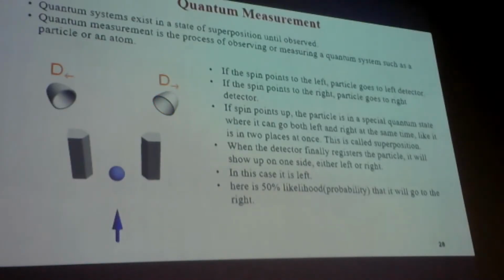If the spin points upward, the particle is in a special quantum state where it can go left and right at the same time, like it's in two places at once. That's superposition. But when the detector finally registers the particle, it will show up on any one side, either left or right. In this case, it was left. But there is a 50% chance that it can also go to the right. So is that diagram clear?